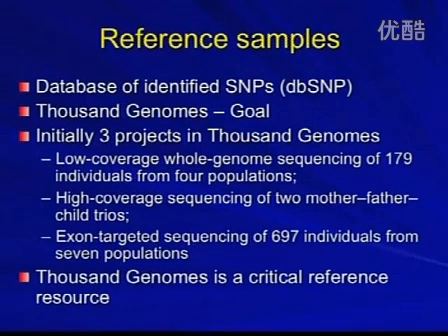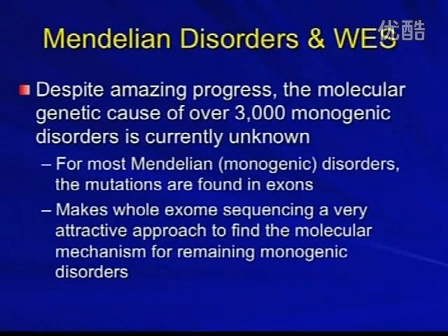Okay. One thing you're going to see almost all of these studies talk about is reference samples. If you're going to do whole exome sequencing or whole genome sequencing, you've got to have something to compare to and say, has this variant been seen previously? So there's a database of identified SNPs, dbSNP. There's 1000 Genomes, which is also a great resource. Different approaches have been used thus far in 1000 Genomes in terms of the coverage, in terms of sequencing. But all of these, and certainly 1000 Genomes very much so, have become critical reference resources for us.